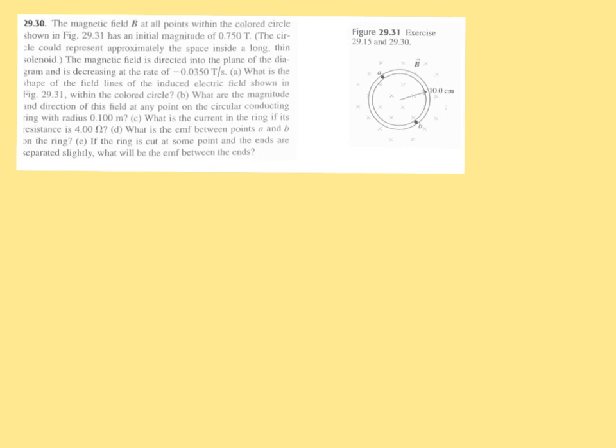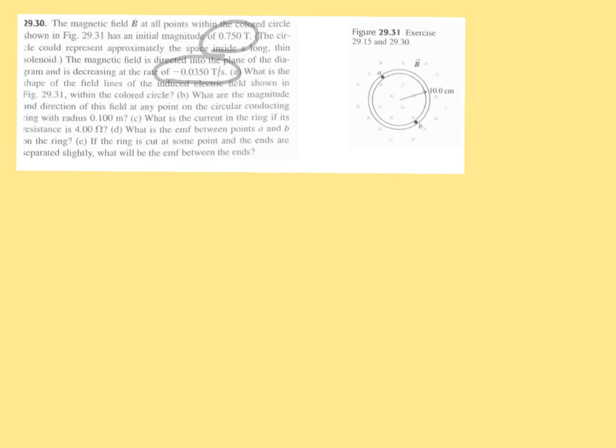The problem we're going to solve now is 29.30. You can see on the right, there's a magnetic field, and all those points have an initial magnitude of 0.75 Tesla. They give that to us in the problem. It's the space inside of a long, thin solenoid, and they tell us that the rate is decreasing. So the rate is getting smaller.